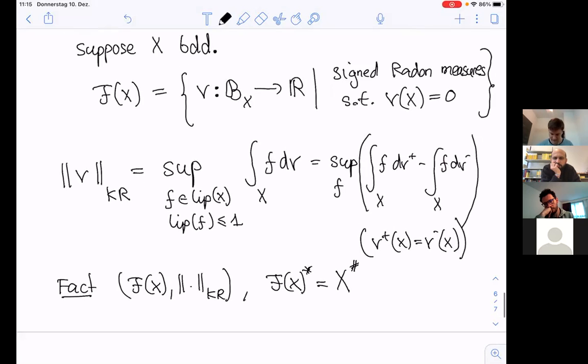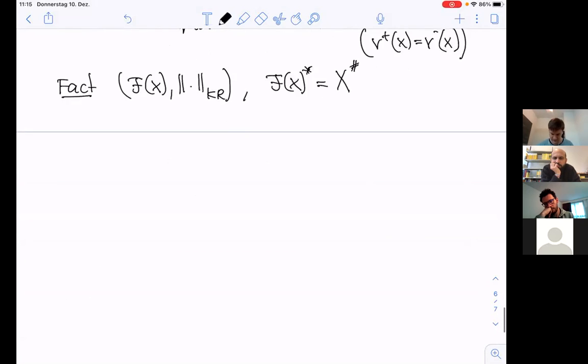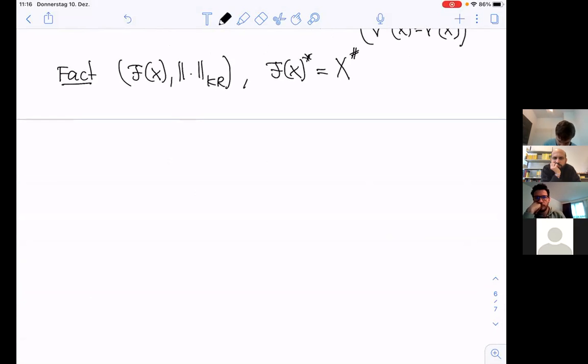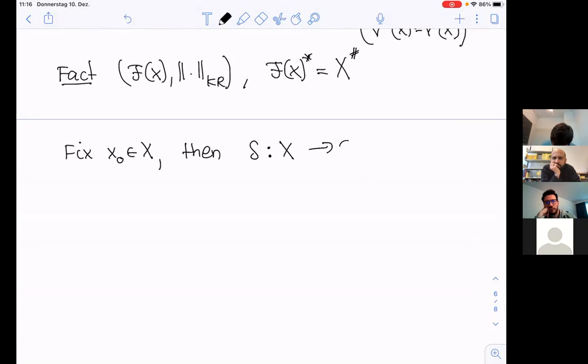Maybe let me quickly remark one last thing. Fix x0 in X. Then we have that the map δ from X to F(X), which maps the point x to this signed measure δ_x minus δ_{x0}, is an isometric embedding.